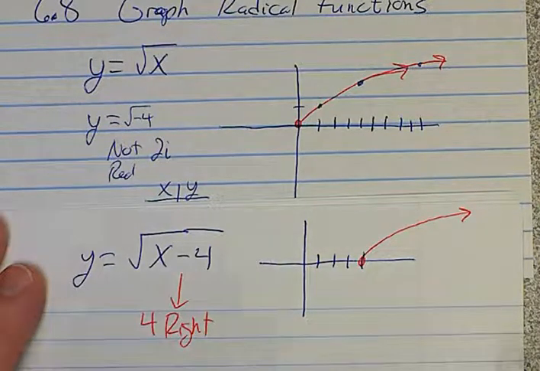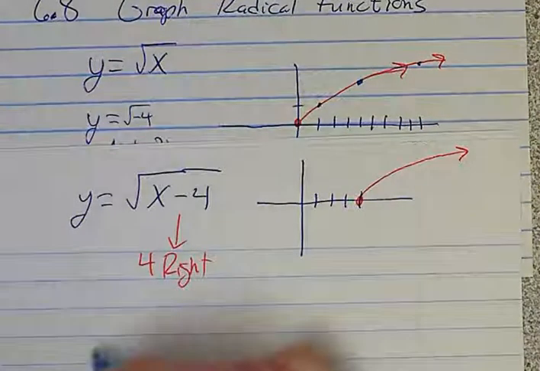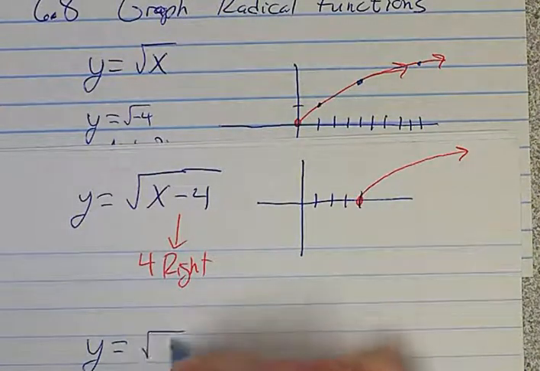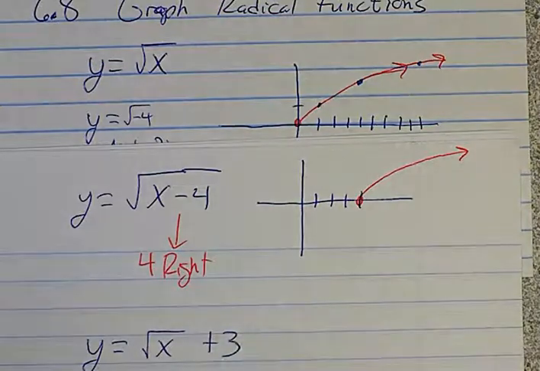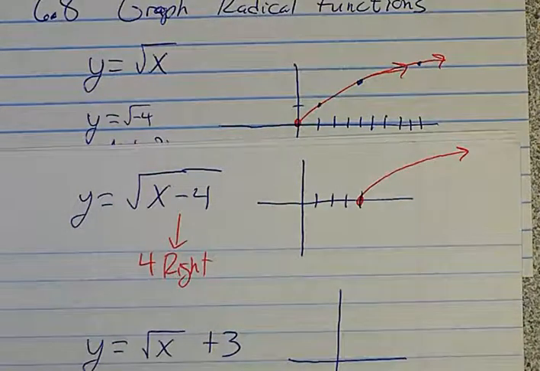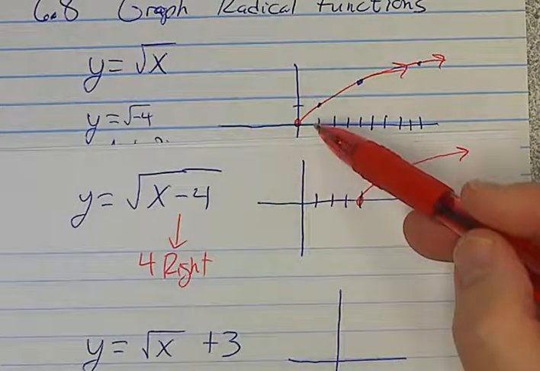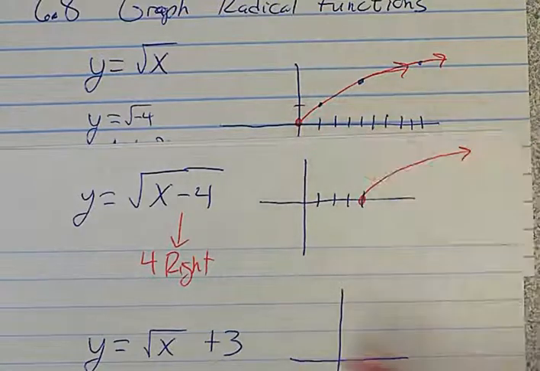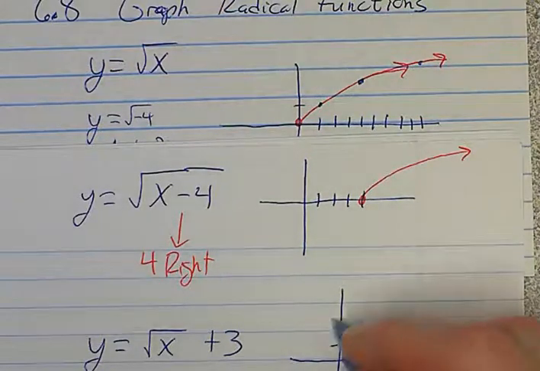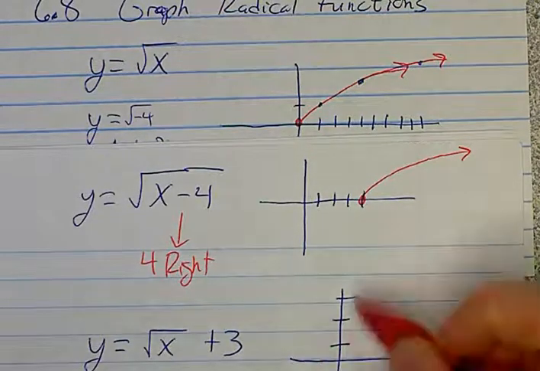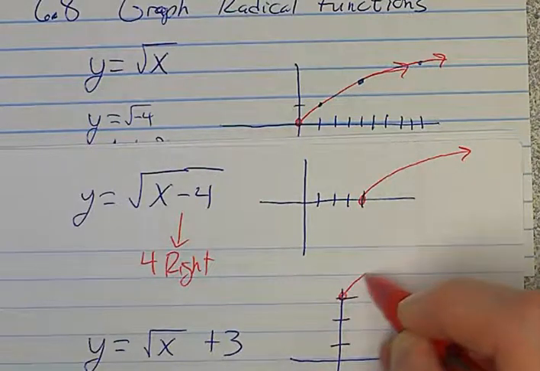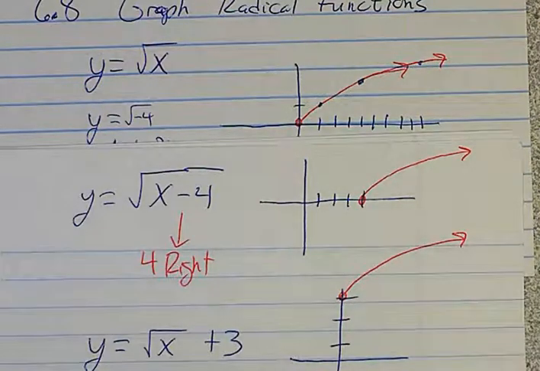And then the same thing would be if we added a number on the outside. If we did square root of x plus 3, if that number is on the outside, we would take the original graph we had that started at 0, 0, but because it's on the outside, you would scoot it up 3 places. So this one would start here and have the exact same curve and exact same graph going that way.